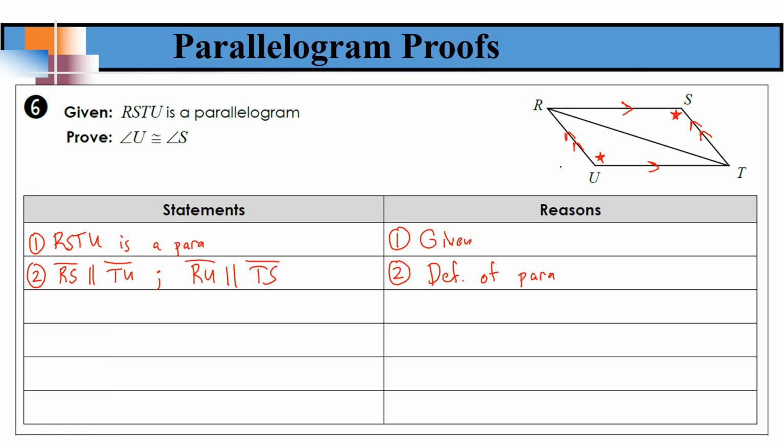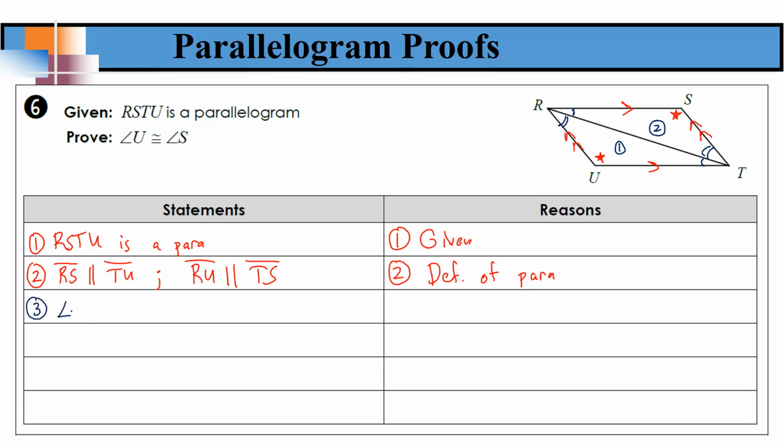In order for us to show that angle U and angle S are congruent, we probably are going to take the approach of proving triangle 1 congruent to triangle 2. Well, how are we going to get there? First thing I notice is if I have these pairs of parallel lines, I would know that this angle is congruent to this angle, and this angle here is congruent to this angle because they're alternate interior angles. So let's take that approach, right?